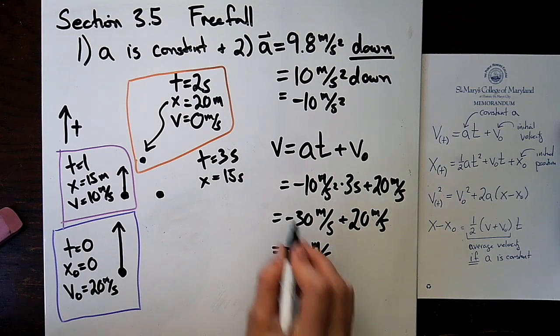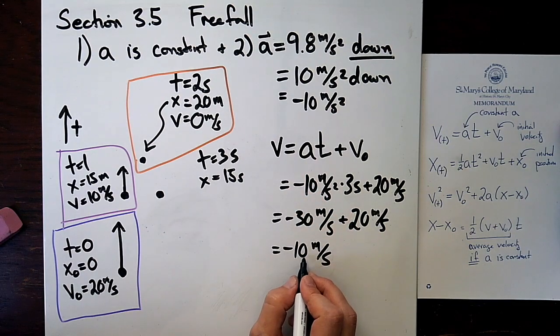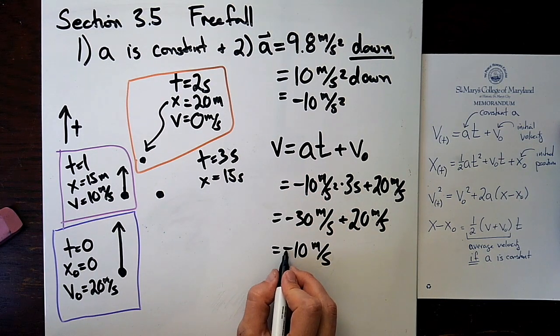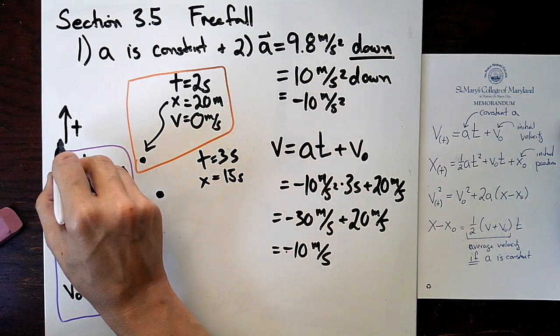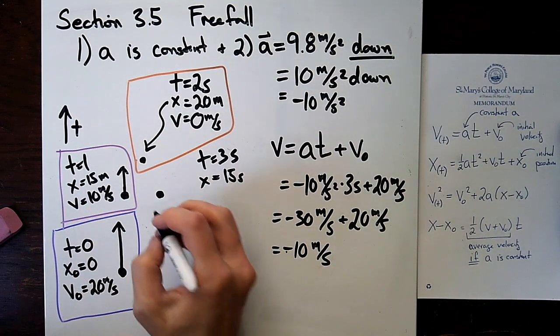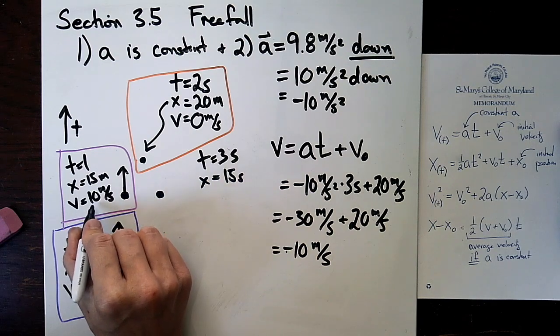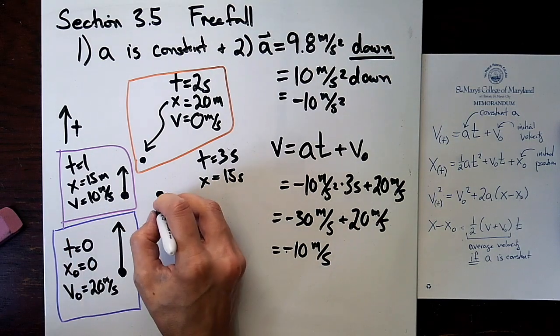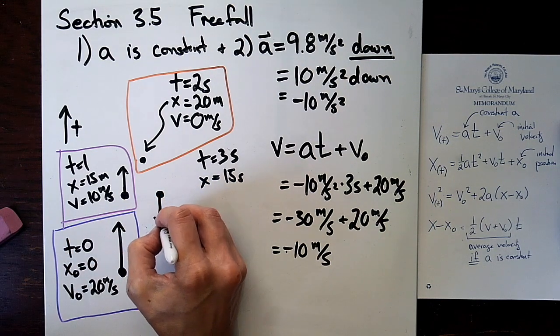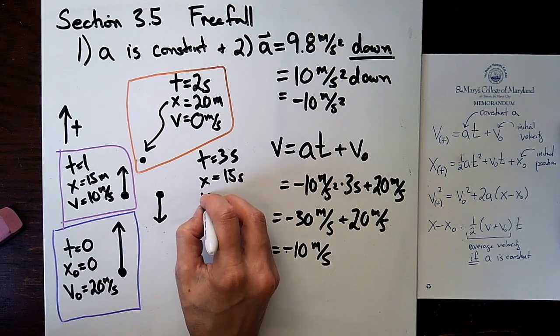Units work. It's in meters per second. We're looking for velocity: -10. So negative means I'm going down. Up is positive, down is negative. But it's the same speed as it was coming up. So same size arrow, just in the opposite direction now.